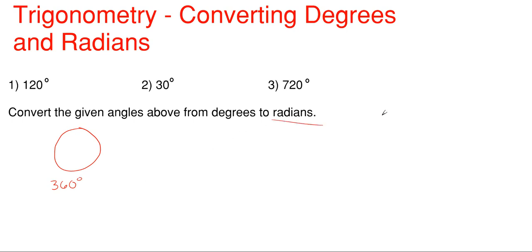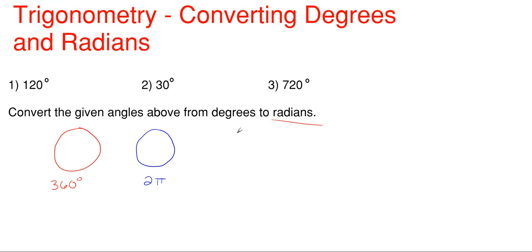And radians is just another way to measure angles. So inside of a circle, in radian form, we have 2 pi. So every 2 pi of radians equal 360 degrees.